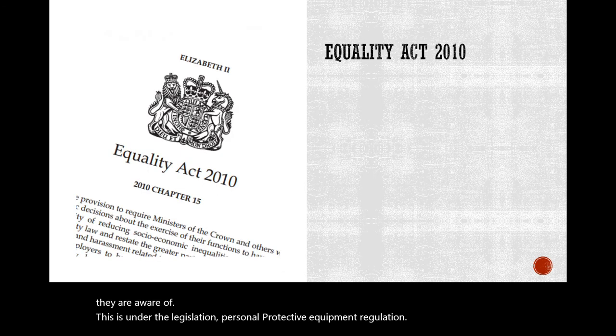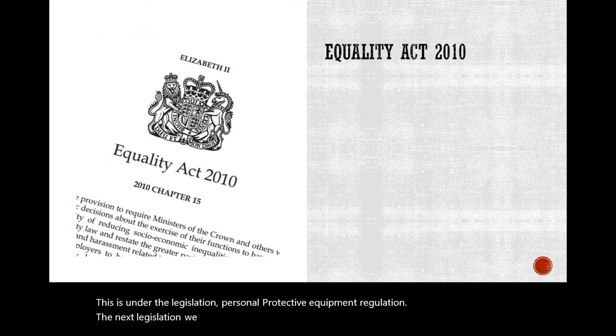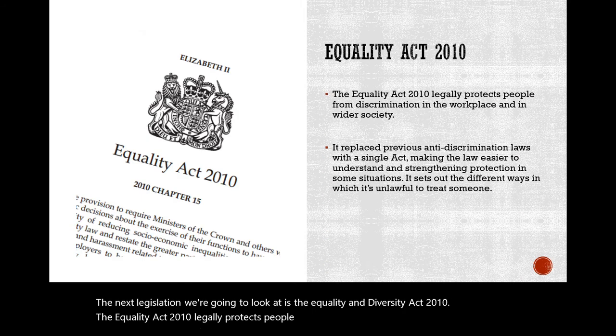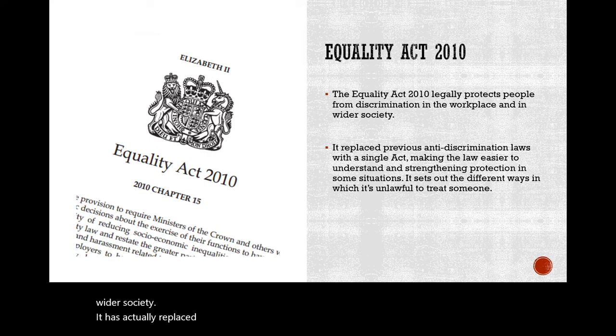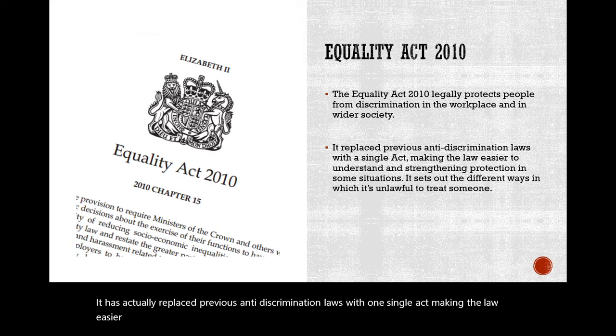The next legislation we are going to look at is the Equality Act 2010. The Equality Act 2010 legally protects people from discrimination in the workplace and in the wider society. It has actually replaced previous anti-discrimination laws with one single act, making the law easier to understand and also strengthening protection in some situations. It sets out the different ways in which it is unlawful to treat someone.